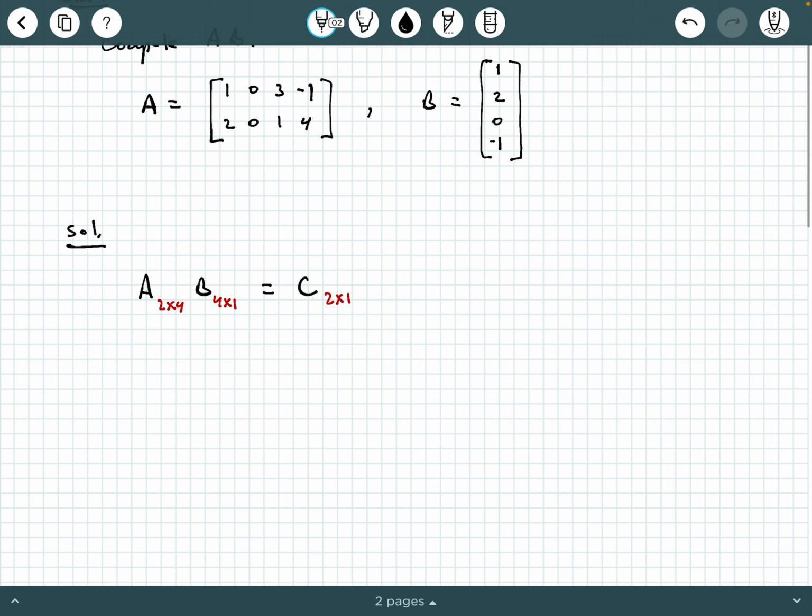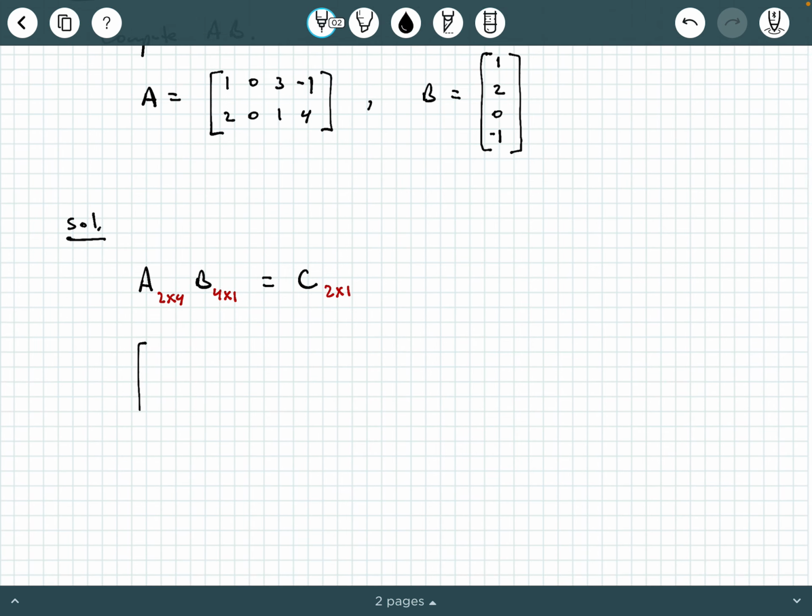So let's go ahead and write this out. We're going to say A times B is going to look something like this. I'm going to rewrite this nice and neat. You want to write all this down in your notes, okay? Take notes, write everything down. That's the only way to learn. So that's matrix A multiplied by matrix B, 1, 2, 0, negative 1. And then this product, of course, is going to have 2 rows and 1 column. So let's open up a bracket here and see what happens.